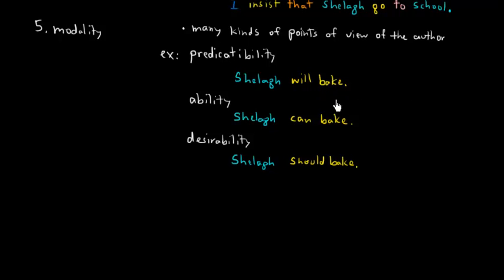So in this case, with respect to the verb bake. Sheila will bake, she can bake, or she should bake. But also she must bake, she could bake. Again, there's a lot. She used to bake, she is going to bake. There's actually quite a few. So with that, I will stop here and come back and talk about syntax a little bit.